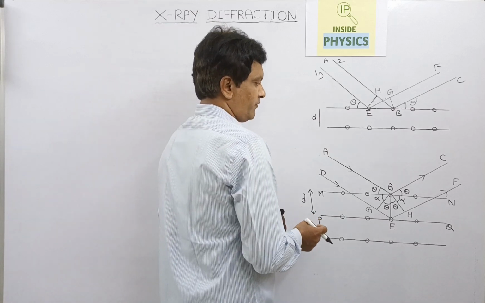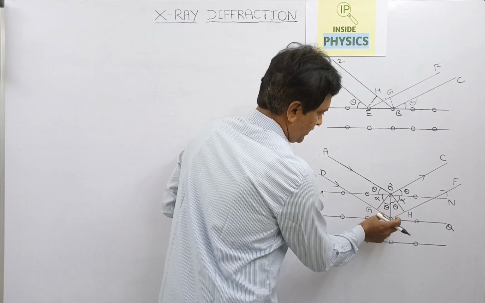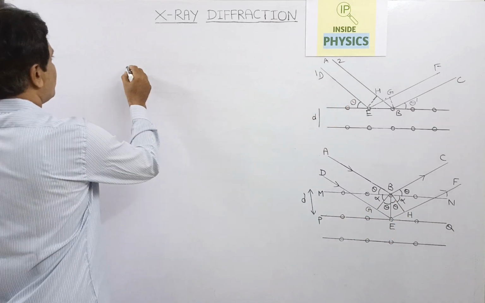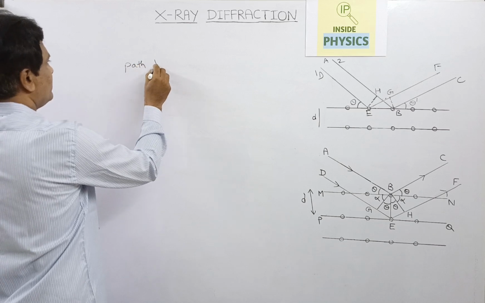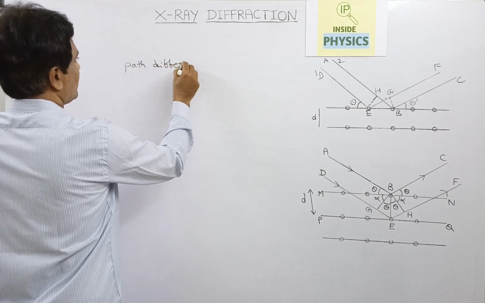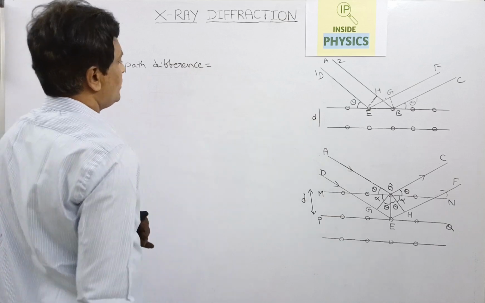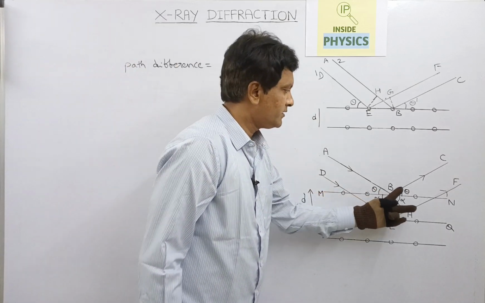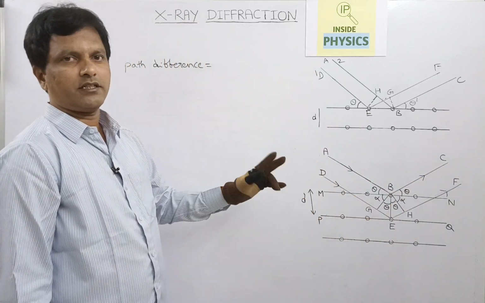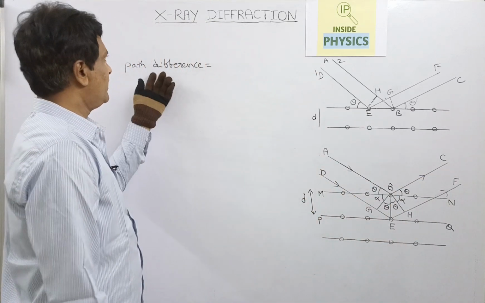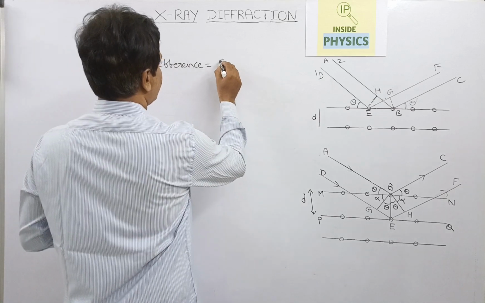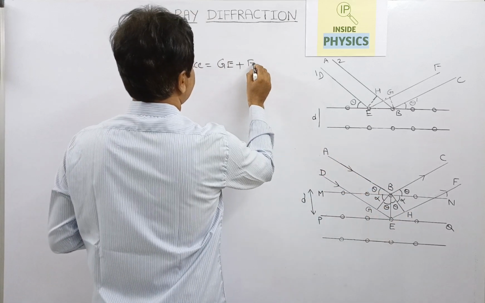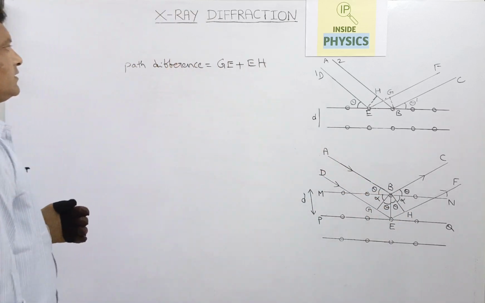What is the path difference? If you observe GE and EH, so this is GE, this is EH. So the path difference will be, why do we need the path difference? If we know the path difference, we can say whether these two reflected rays are interfering constructively or destructively. The path difference from this diagram we can write as GE plus EH. Okay, this is the path difference.